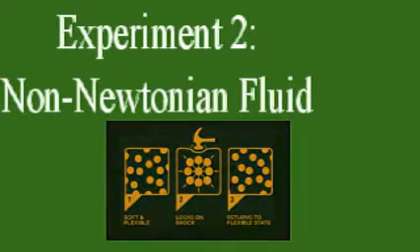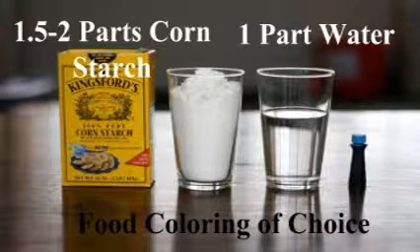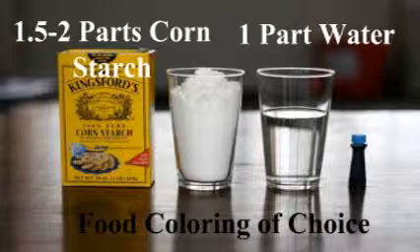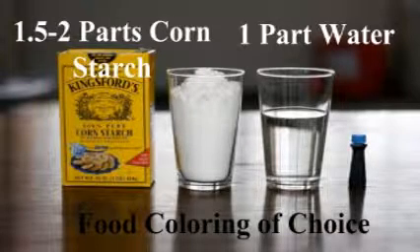Experiment 2. Non-Newtonian fluid. What do you need? You will need cornstarch and 1.5 to 2 parts to every 1 part of water. Keep experimenting till you get the desired consistency. You can also add food coloring to make different colors of oobleck or slime.